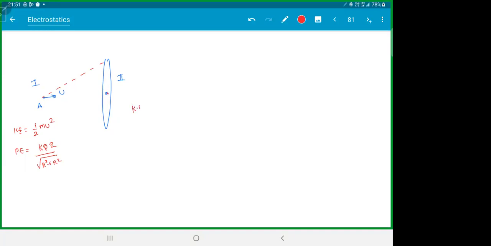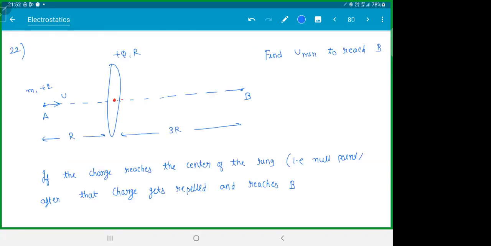So kq by r square into the charge q. State 2, kinetic energy: you just come to rest. Potential energy is not 0, the field is 0. Be careful. kq by r into small q. Done. Energy in state 1 is equal to energy in state 2. Half mu square plus kQq by root 2 r is equal to kQq by r. You get u from here. Check the answer. So this question is important in that way. Most people will make that mistake.